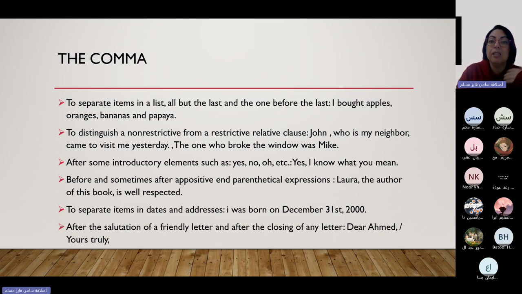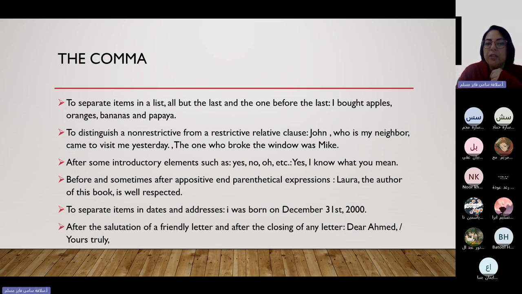Now if I give an explanation, then I put a parenthetical clause between two commas that gives me more information. John, who is my neighbor, my neighbor being an addition, I gave additional information, came to visit me yesterday. Okay?